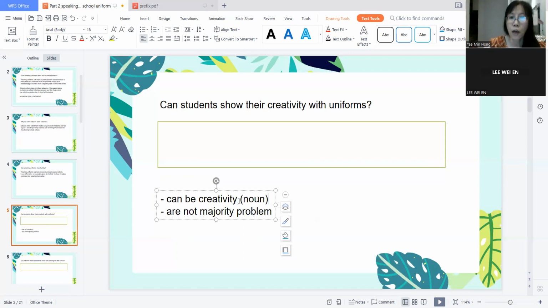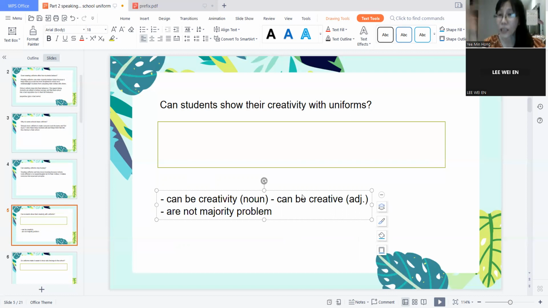So how do you change it? "Can be creativity." How do you change it to the right way of writing? The right way of saying is what? After "be" is what? Creative. It can be creative, because after "be" you need an adjective, not a noun. Okay, they can be creative through or in. In what ways?